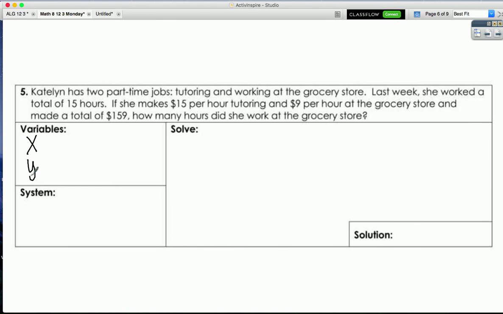So, x and y, let's first establish what it's all about. So it's number of hours. One of them's going to be tutoring, and the other one is hours at the grocery store.